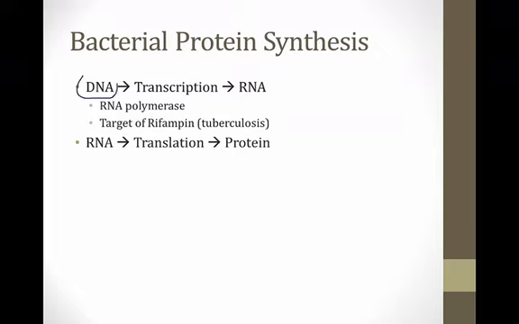Bacteria have DNA present in their cytoplasm, and in order to make proteins, they have to convert that DNA into RNA, and this process is called transcription. There is a bacterial enzyme that does this called RNA polymerase, and that is the target of a tuberculosis drug called rifampin. We're not going to discuss that today, but I want to point out to you that there are drugs that interfere with a bacteria's ability to convert DNA into RNA.